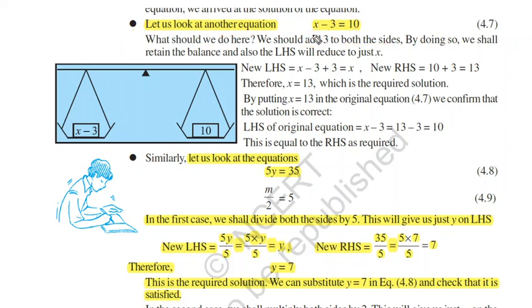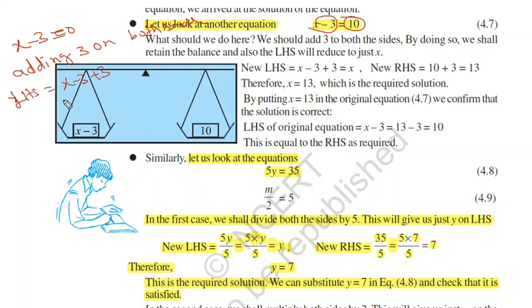So now x minus 3 equal to 10. We'll write it here. x minus 3 equal to 10. Adding 3 on both sides, we get LHS equal to x minus 3 plus 3, which is equal to, minus 3 plus 3 cancel, which will be equal to x. RHS equal to, what is there in RHS? x minus 3 equal to 10. Now RHS equal to 10 is there.